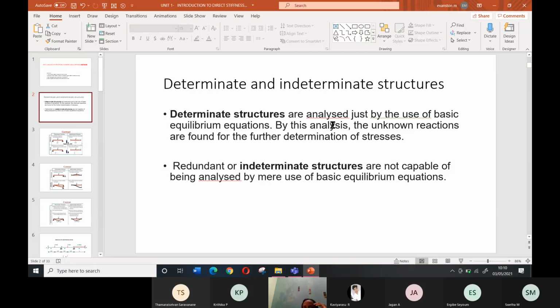So determinate structures are analyzed by the use of basic equilibrium equations. What are the equilibrium equations? Sigma H is equal to 0, sigma V is equal to 0, and sigma M is equal to 0. So if you are able to analyze and find out the unknown reactions using the basic equilibrium equations, then we call it a determinate structure. Otherwise, we call it an indeterminate structure.